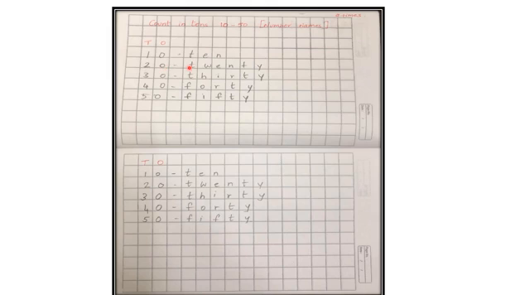20, T-W-E-N-T-Y, 20. 30, T-H-I-R-T-Y, 30. 40, F-O-R-T-Y, 40. 50, F-I-F-T-Y, 50. You will write two times.